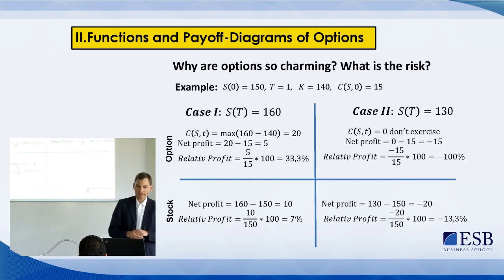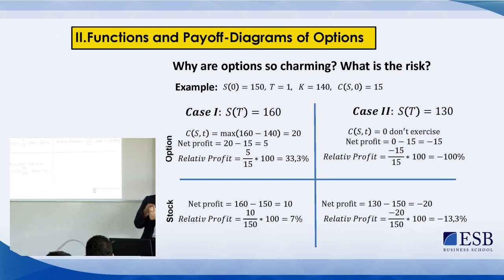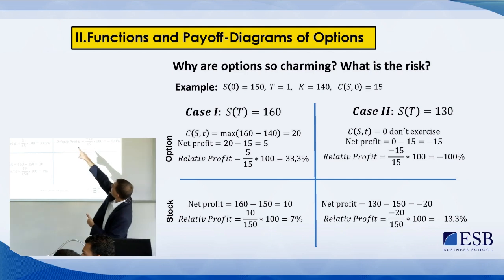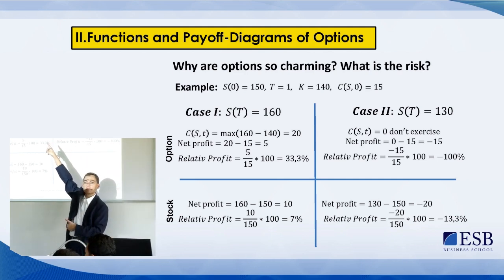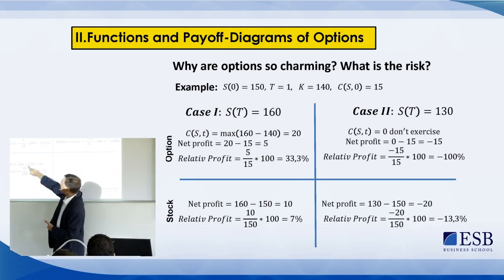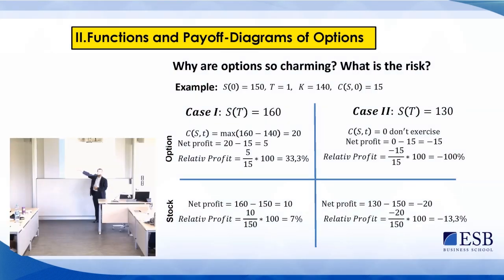Now let's compare this with the stock. What is the payoff of a stock? Well, I buy the stock today in the market at 150. I sell it in this scenario at 160. So at the end I make a profit of 10 euros. Once again, to make it comparable, I have to relate the 10 to my initial investment, the 150 today. So the rate of return in this case is just 7%.